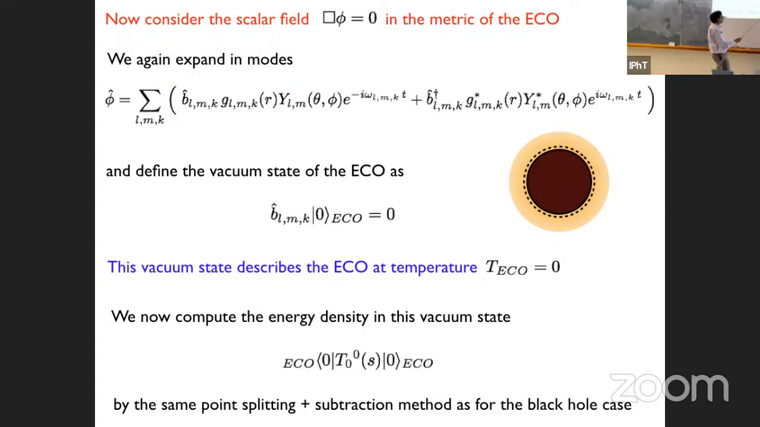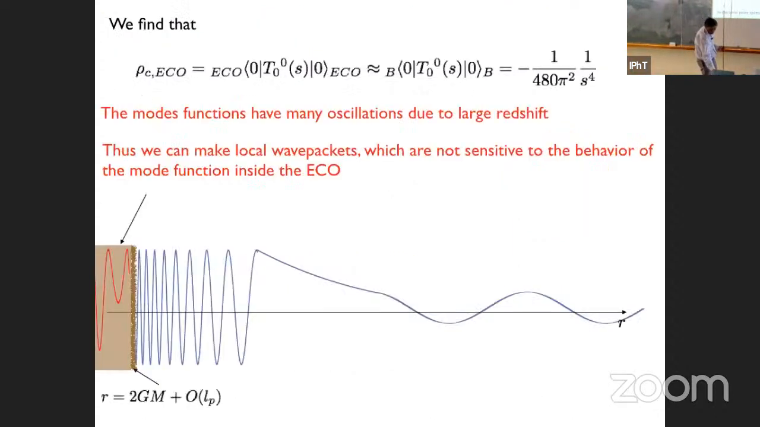And then if you want to know the energy density just outside the ECO, you'd have to do the same point split calculation. You'd do this, and you'll compute the energy density. Okay. So you can do the same method. But let's just look at what the mode functions look like. Now, all around here, the potential is the same. So the mode function basically looks the same all over.